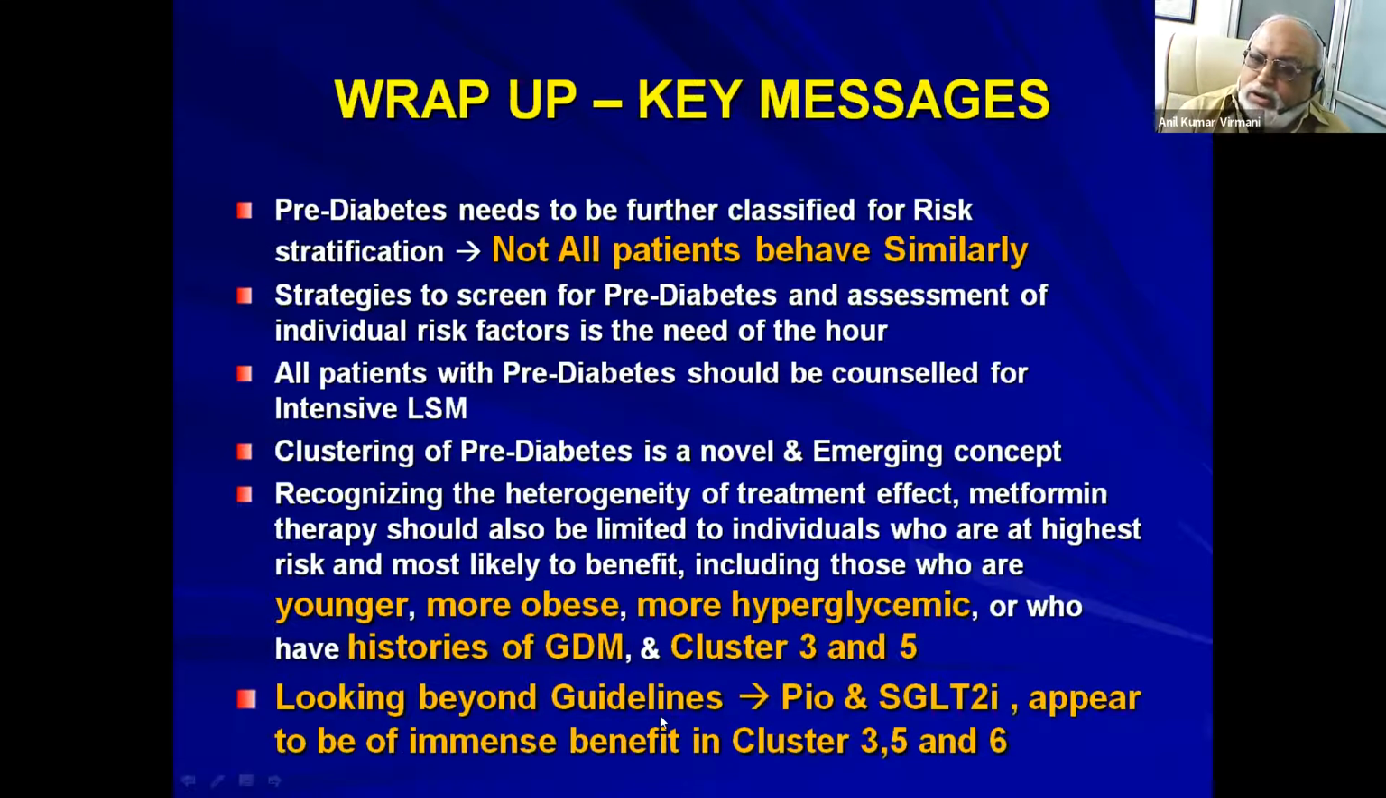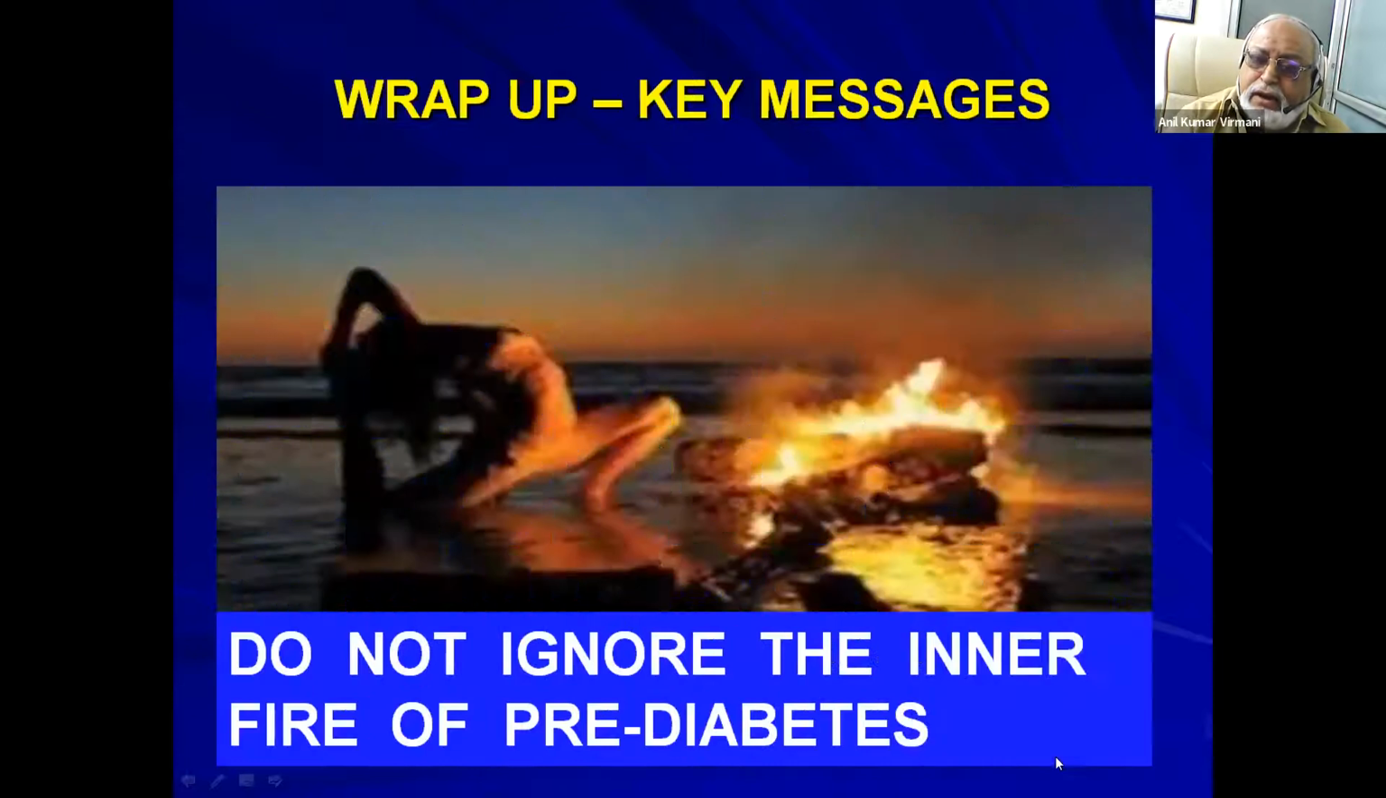And looking beyond the guidelines, remember the two drugs, pioglitazone and SGLT2 inhibitors. They can be of immense benefit in cluster 3, 5, and 6 to prevent the cardiorenal complications. So dear friends, in the end, do not ignore the inner fire of prediabetes.